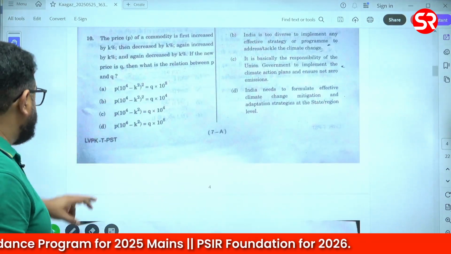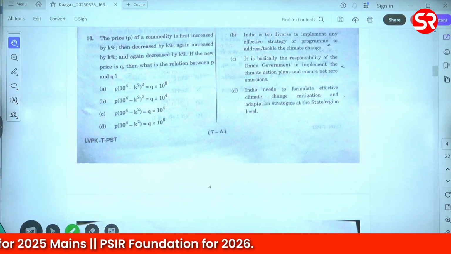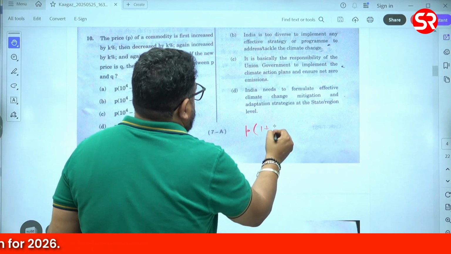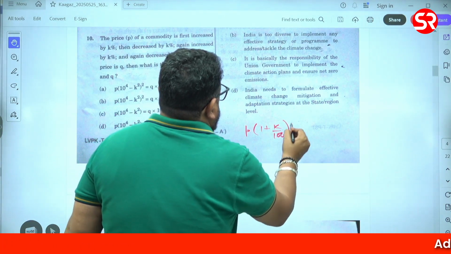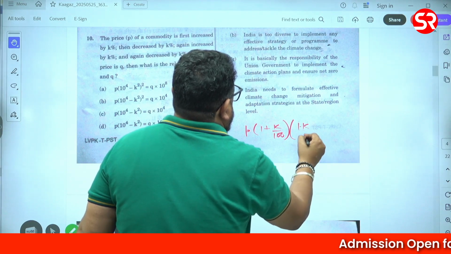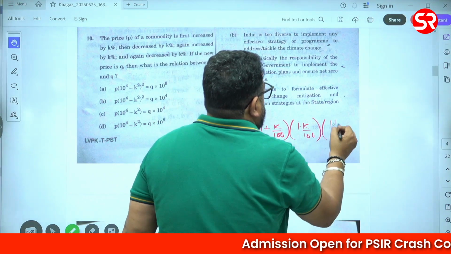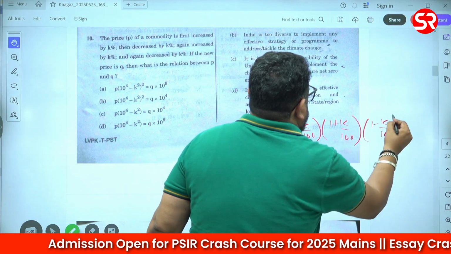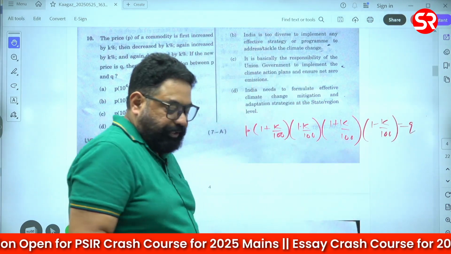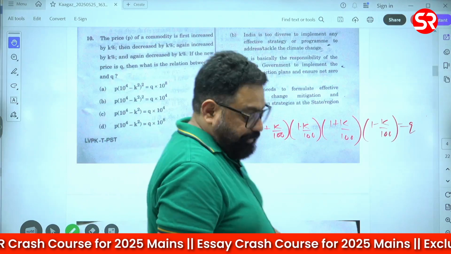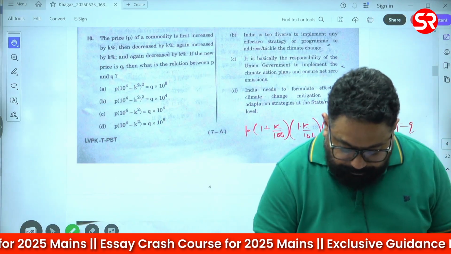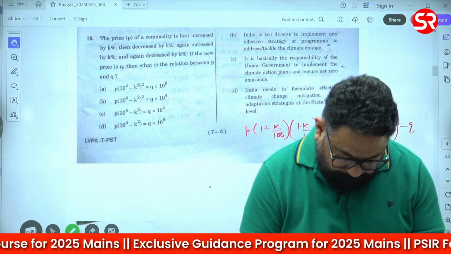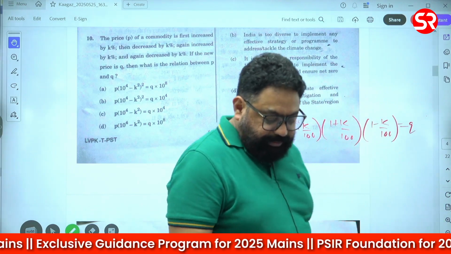If you're my student, you should have done this question as well. Increase by k percent, p times k percent, k by 100, right, into 1 minus k by 100 into 1 plus k by 100 into 1 minus k by 100 is equal to q. No need to assume because the answer was also given in the same kind of context. तुम देखोगे तो आंसर भी सेम काइंड ऑफ कॉन्टेक्स्ट में दिया हुआ है, isn't it? Then your answer is A.